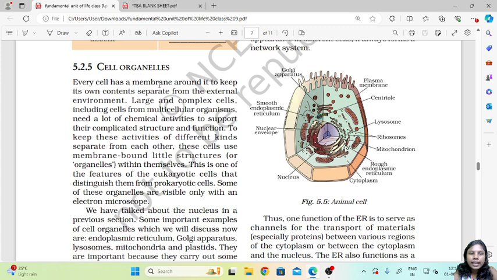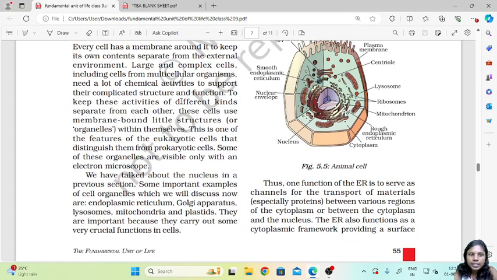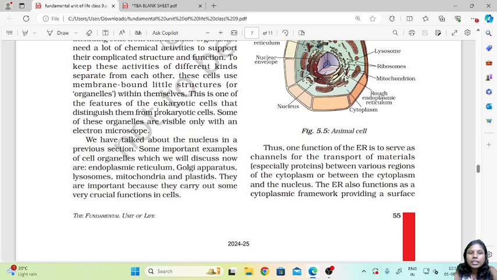Then we spoke about the cell organelles. Every cell has a membrane around it to keep its own content separate from the external environment. Large and complex cells, including cells from multicellular organisms, need a lot of chemical activities to support their complicated structures and functions. To keep these different kinds of activities separate from each other, each cell has membrane bound little structures within itself. This is one of the features of eukaryotic cells that distinguishes them from prokaryotic cells.